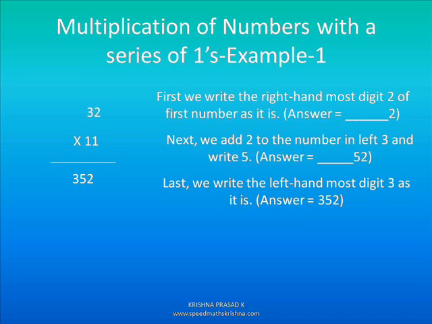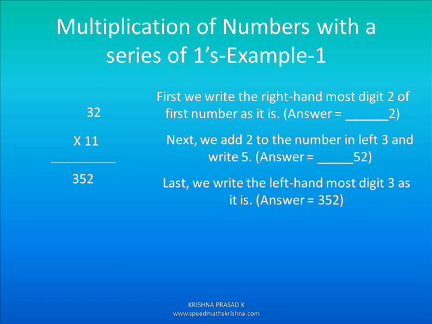First we write the rightmost digit 2 of the first number as it is. So the answer is 2, but it is not only 2, it has some other digits on the left side. Next we add 2 to the number on the left, 3, and write 5. The answer is 52, but it is not complete. Last we write the leftmost digit 3 as it is, so the answer is 352.